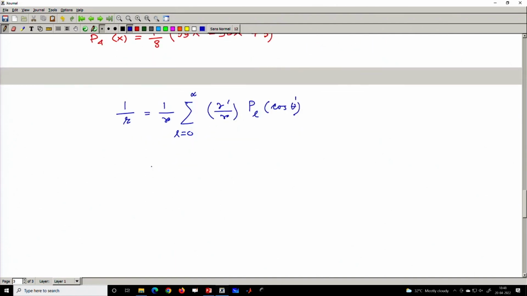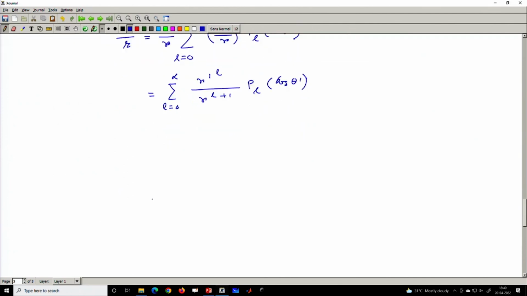Okay, so that I simplify. I can write it as L equal to 0 to infinity. Here I should have L, because this order is also changing. So, r prime to the power L divided by r to the power L plus 1, and the Legendre polynomials. This is the way you can expand your 1 by r term. This is quite exciting, that you just expand the 1 by r term in polynomials this way. So, what should be the form of the potential then?